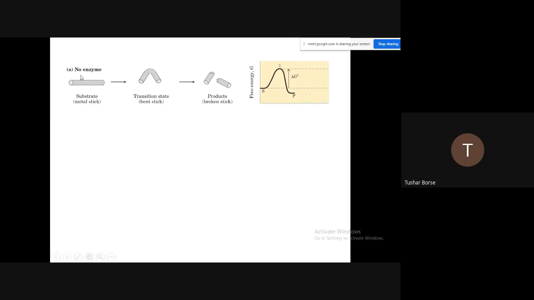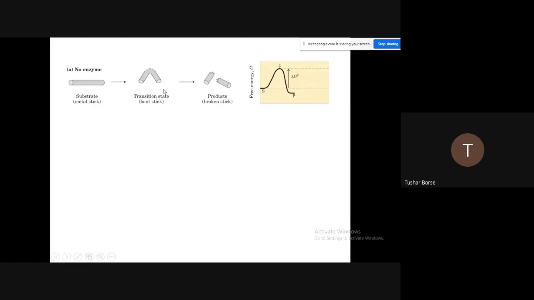Now, here one reaction is shown. There is no enzyme, so it is an uncatalyzed reaction. So look at the graph. Obviously the free energy change here, that is the energy of activation, is very high. And you require a huge amount of energy to overcome this energy of activation. Then only this metal stick, which is shown, can be broken.